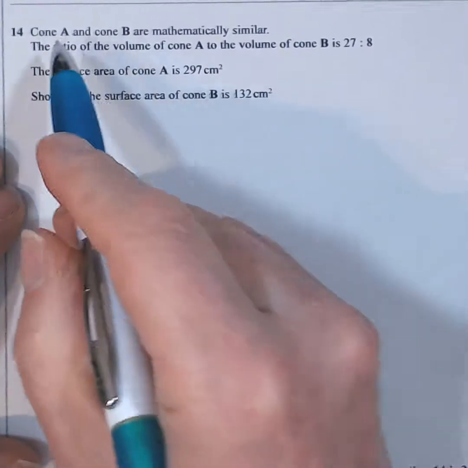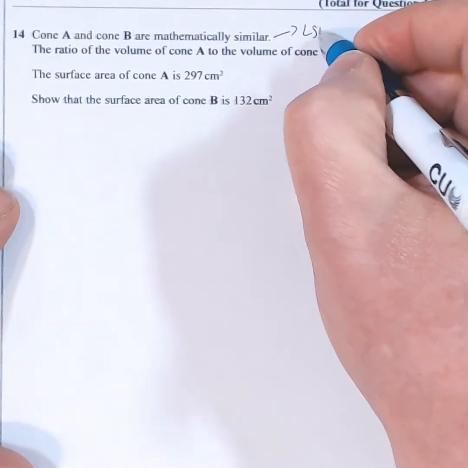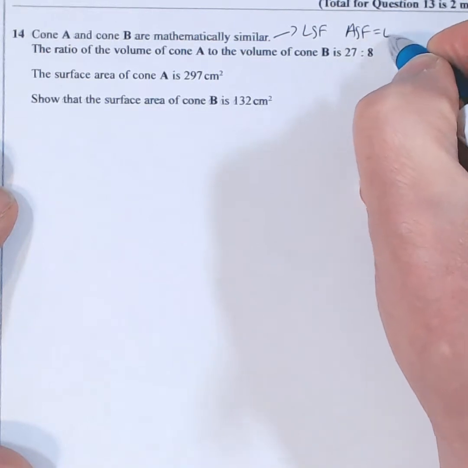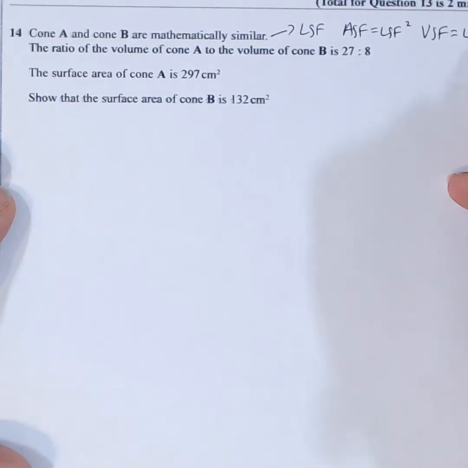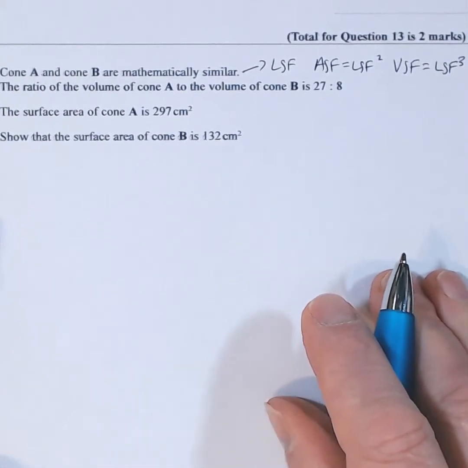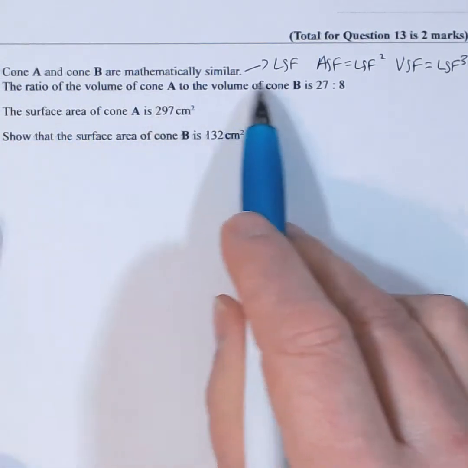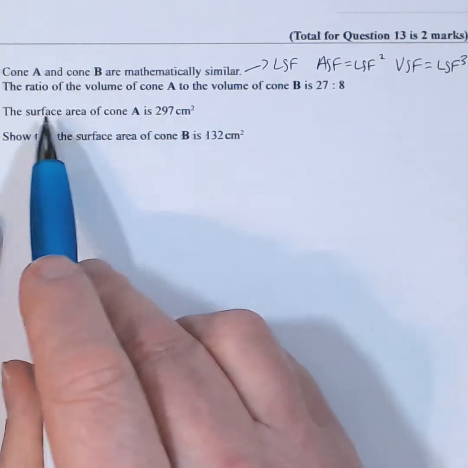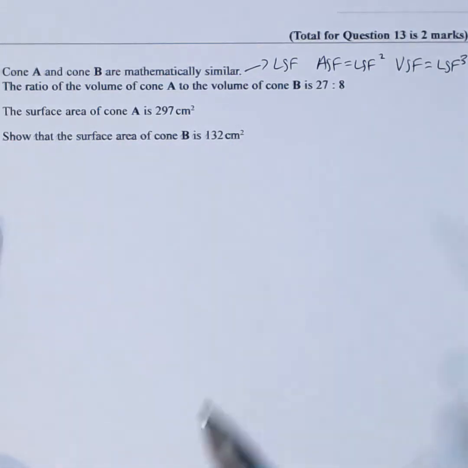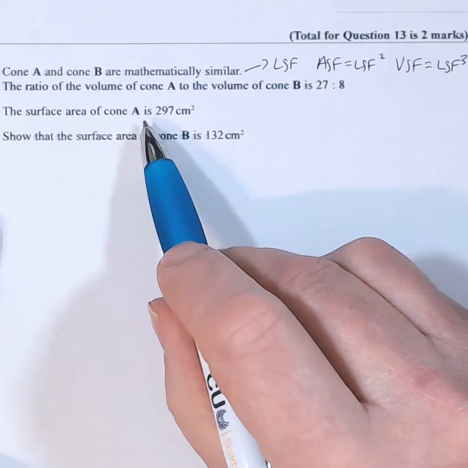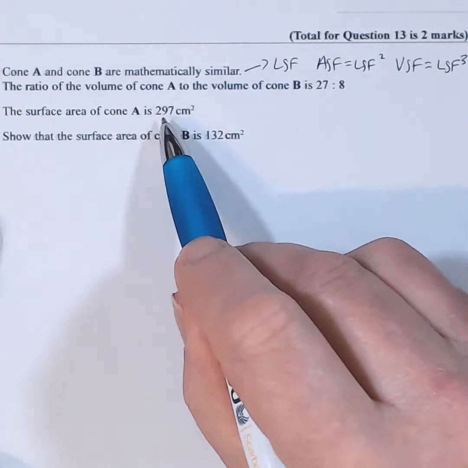Okay, so again we've got a question here that talks about two cones that are mathematically similar. So again we should be thinking about linear scale factors: the area scale factor is equal to the linear scale factor squared, and the volume scale factor is equal to the linear scale factor cubed. So we recognise that those are the facts, and it tells us some information. It says the ratio of the volume of A to B is 27 to 8, and we've got to show that the surface area of cone B is 132. So we need a connection between the volume scale factor to give us the linear scale factor to then give us the area scale factor.